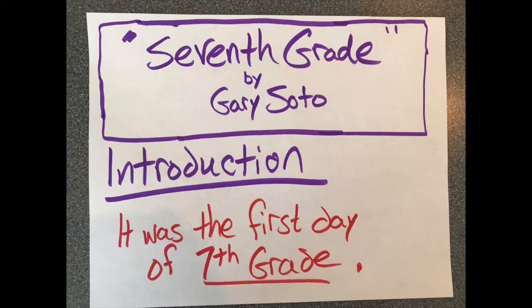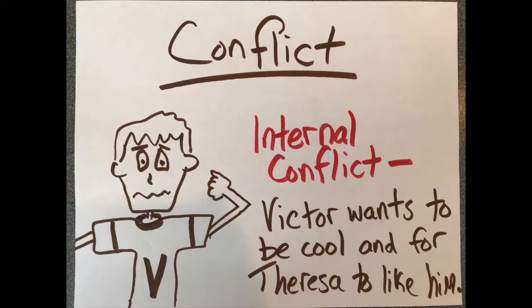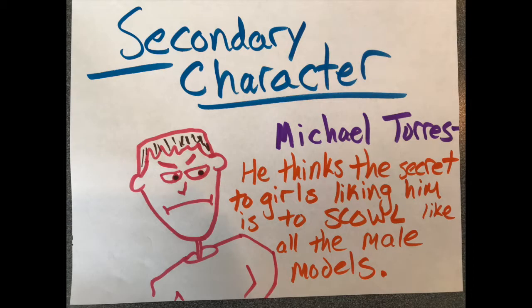The first paragraph of the story is the introduction. We are introduced to the situation, which is that it is the first day of 7th grade. The conflict, which we quickly learn, is that Victor is desperate to be cool, to look cool, so that the girl of his affections, Teresa, will like him. We also meet that very small secondary character, Michael Torres, Victor's friend.